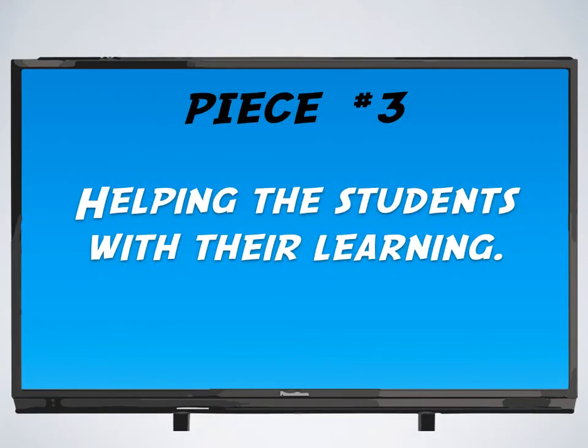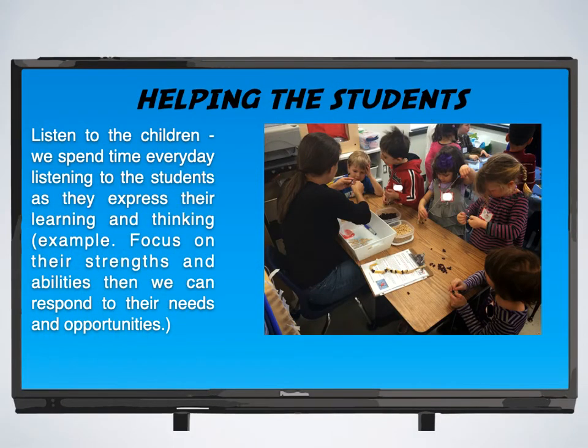Piece number 3, helping the students with their learning. Helping the students. This is one of the biggest ones. Listen to the children. Spend time every day listening to the students as they express their learning and thinking. For example, focus on their strengths and abilities. Then we can respond to their needs and opportunities.